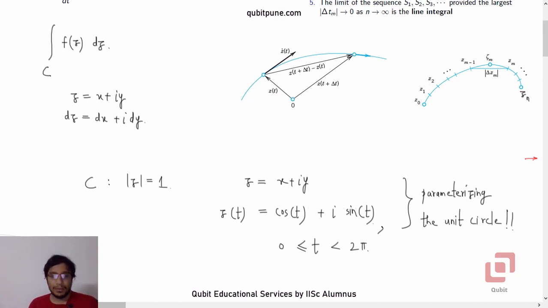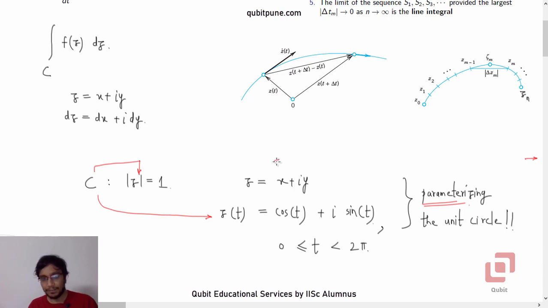Okay, now we will make use of parameterization process whenever required in our integration problems. But the main takeaway point is the equation of the curve C can either be expressed in terms of z, or it can also be expressed in terms of the parameterized version.